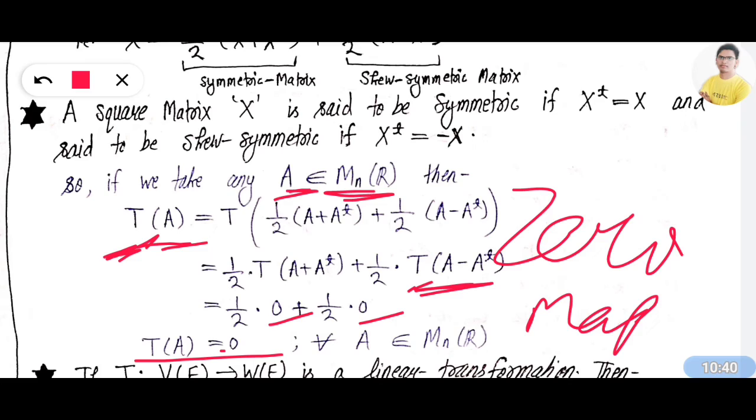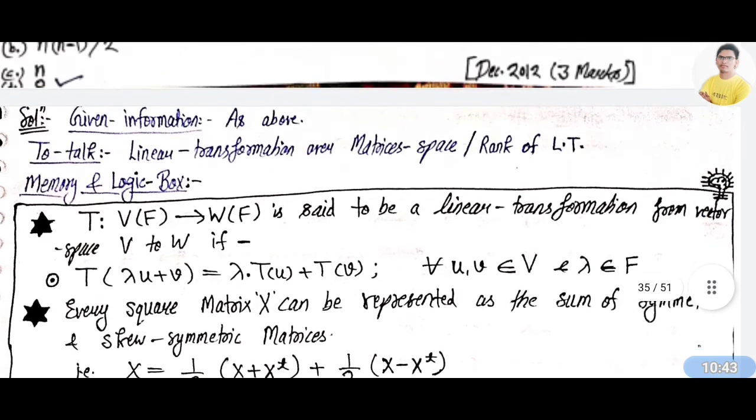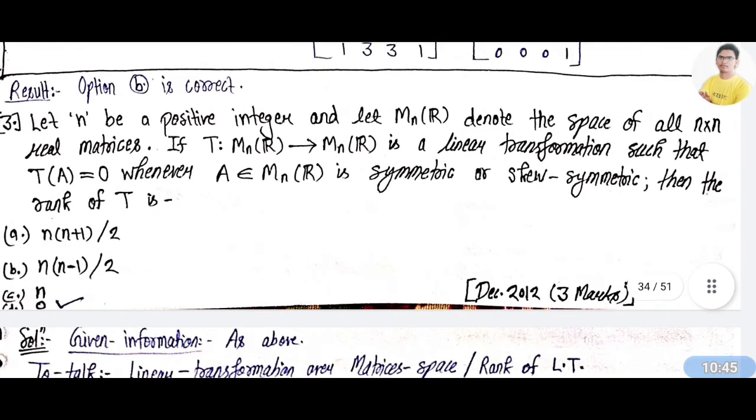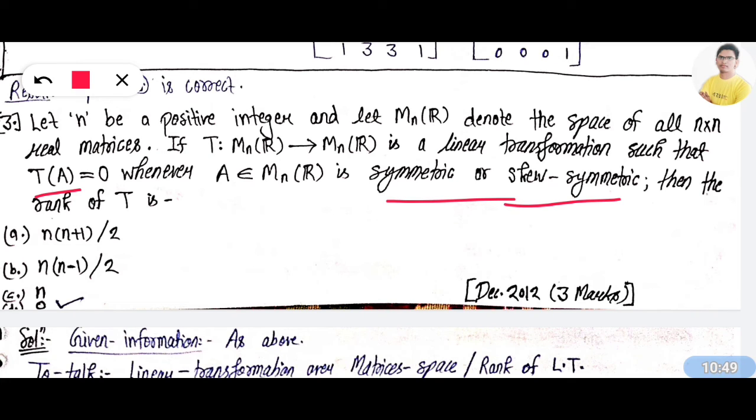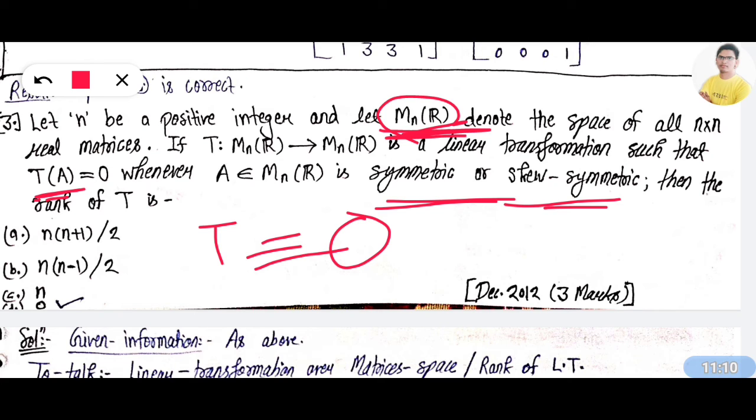Actually it's not directly written in your problem. They have told you that it maps all symmetric and skew symmetric matrices to 0, but you know very well that any element of this space can be written as the sum of a symmetric and a skew symmetric part, and if T maps the symmetric and skew symmetric parts to 0, then overall T will map all the elements of this space to 0. This given linear transformation is the 0 mapping.